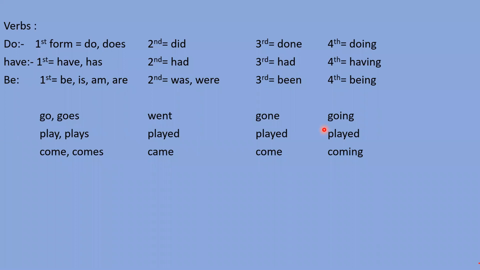So if I say come, comes, that's the first form, came, second form, and come is third form, and coming is fourth form. Break, breaks, that's the first form, broke, broken, breaking. These are the second and third forms, right? So this thing we have understood, that these are the forms of any verb.